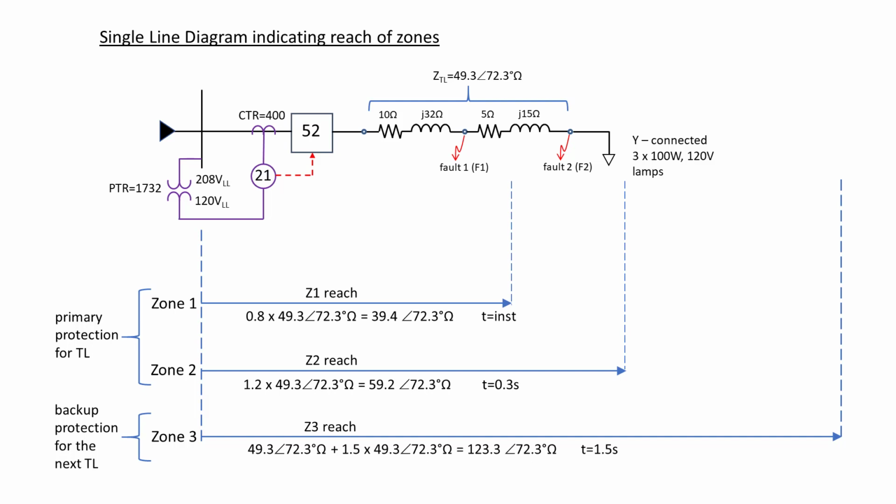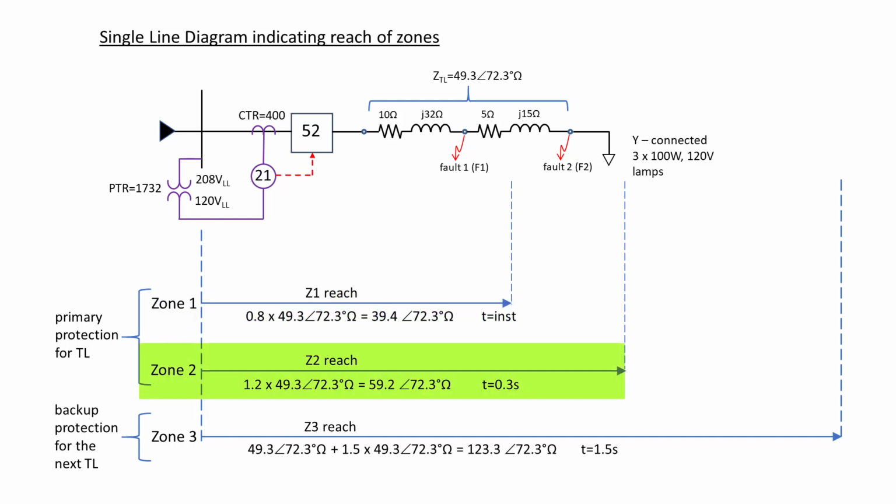We have our 3-phase Y-connected load, which is 100 watt, 120 volt lamps. Looking at the primary protection for the transmission line, we have Zone 1 and Zone 2. Typically Zone 1 is programmed for 80% reach of the entire line impedance. In this case, our Z1 reach is 39.4 ohms at 72.3 degrees, and this is set automatically to trip instantaneously.